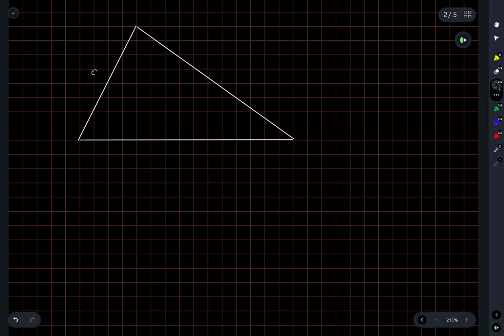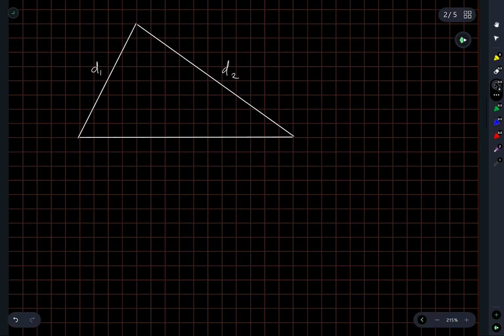I'm going to label this as D1 and D2. Where should my frame of reference be? I'm going to say that this lies at, so the distance from the point on the left to here, I'll call that x. And the entire length of the base here, I'll call capital L.